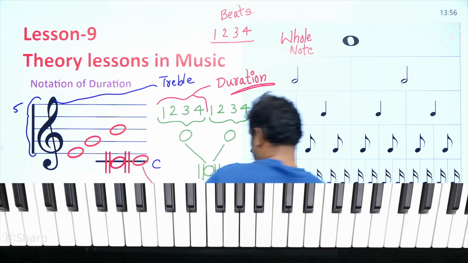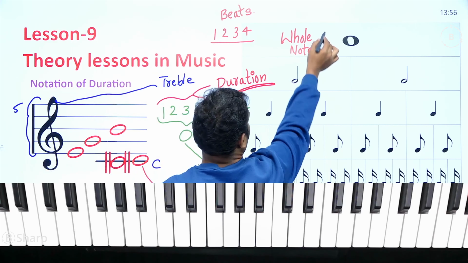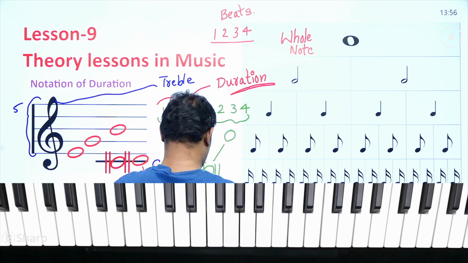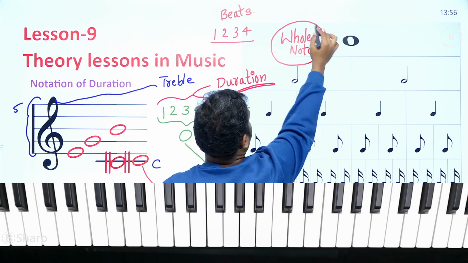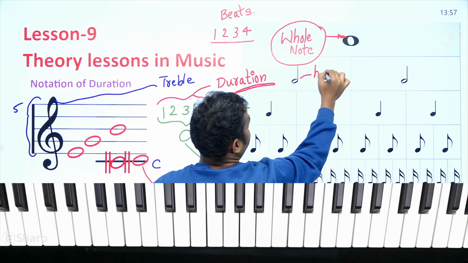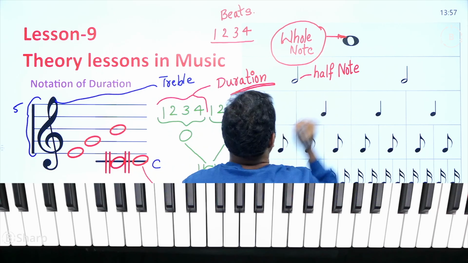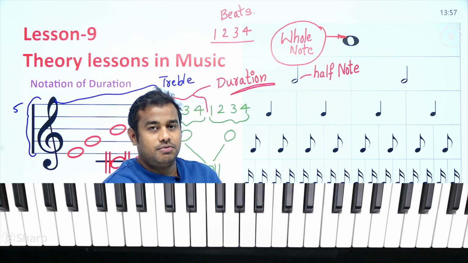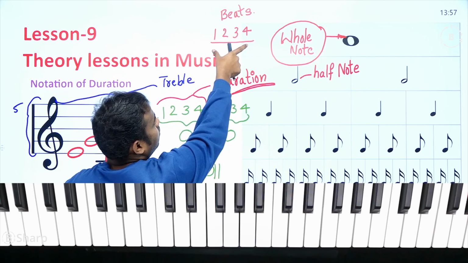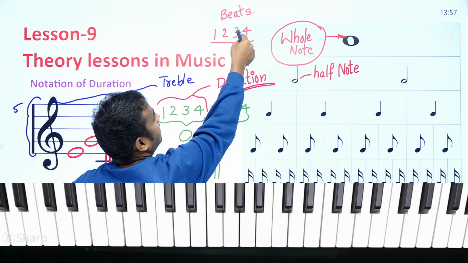Here we discussed that the whole note symbol is like this, right? Now we are looking at a half note. If you could recall the previous video, I said the whole note means completely 4 beats. So you are going to take 4 beats, so you have to play completely 4 beats, right? 1, 2, 3, 4.